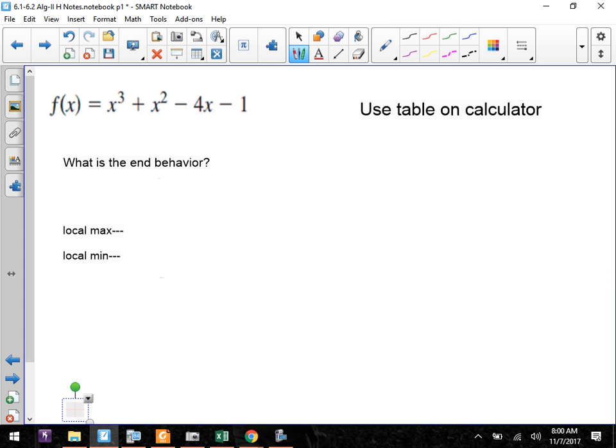So we have f of x is x cubed plus x squared minus 4x minus 1. That would be considered a third-degree polynomial. It has 4 terms to it. It can have up to how many changes in direction? 2. Okay? And that's just by going by the term, or the nth degree, excuse me.